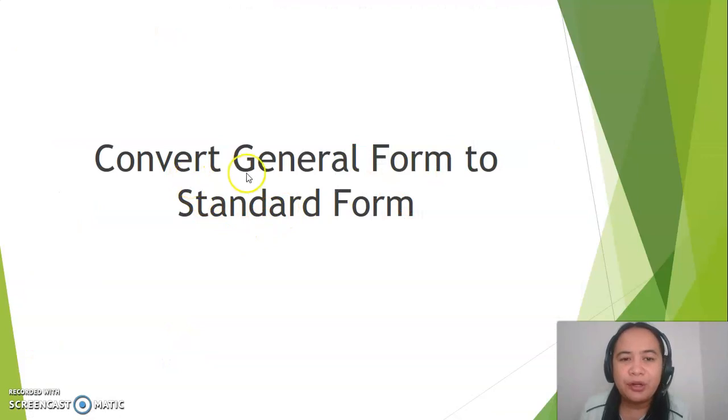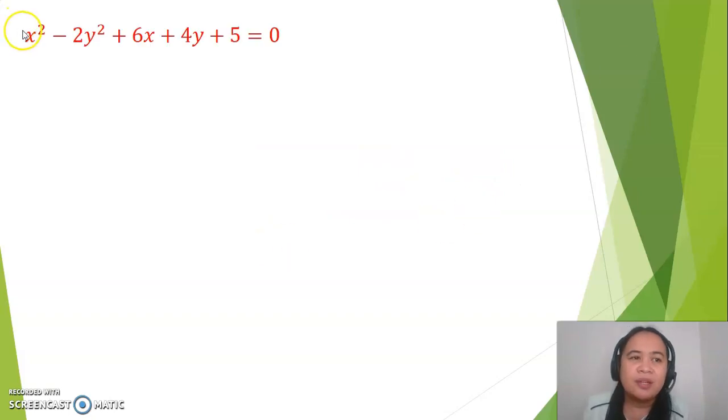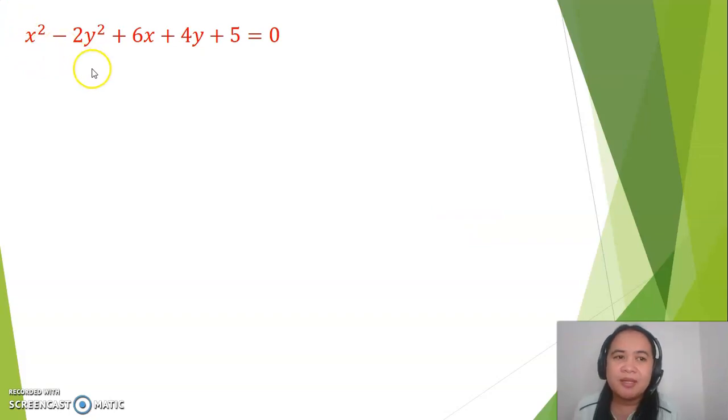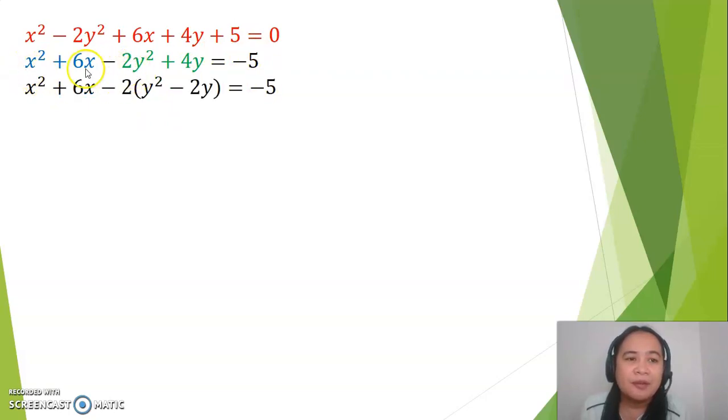Now, how to convert general form of hyperbola to standard form or vice versa. Let's have an example. We have here the given general form of a hyperbola. So step 1 is to group all x terms and all y terms together and transfer 5, or the constant, to the other side. So with this, we will simply factor out negative 2 here, so we will have y squared, 4 divided by negative 2, we will have negative 2y.